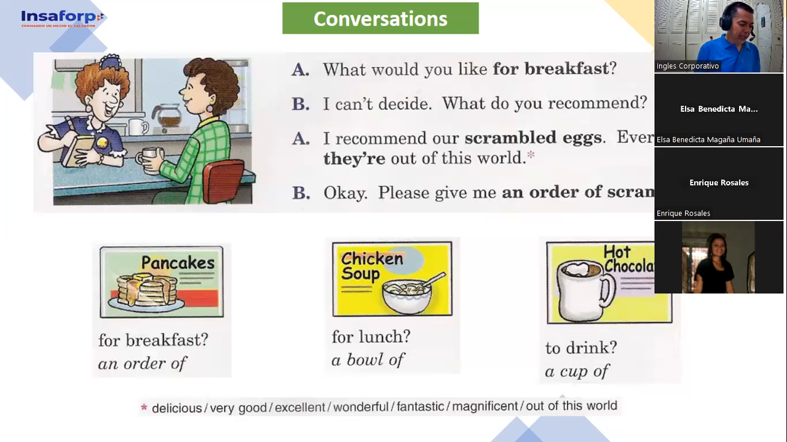Yes. Freddy, your letter A. Jessica Carolina, your letter B. Chicken soup. And remember, okay, you can say out of this world or delicious, very good, excellent, magnificent, etc., etc., right? Ready? 1, 2, 3, action.